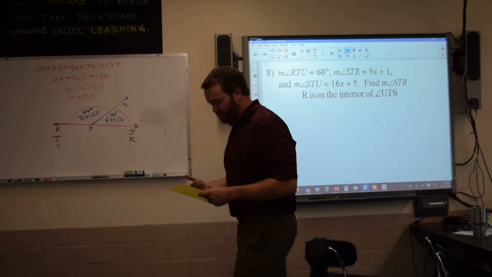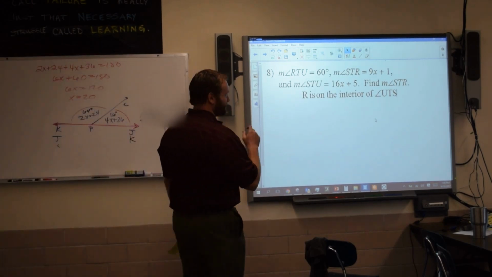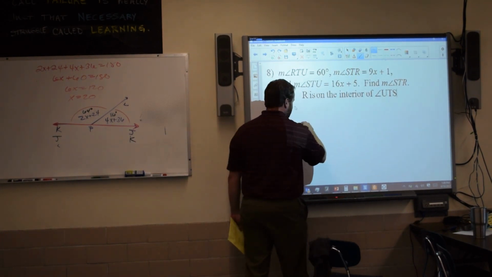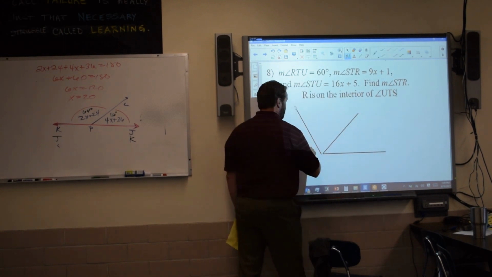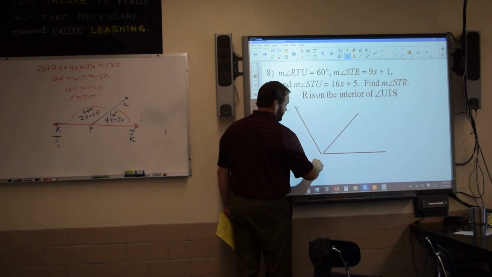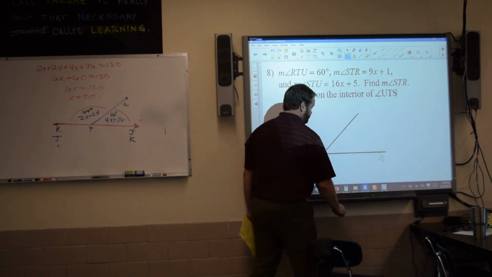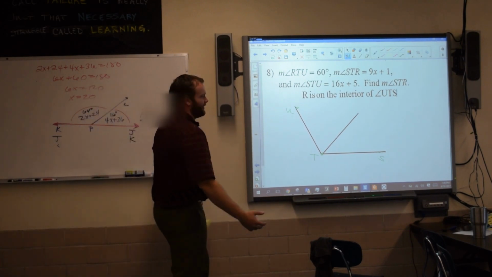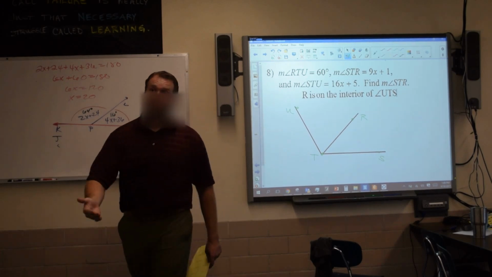Alright, so what's key about this one is the directions on where R has to be. R has to be on the interior of angle UTS. So I'm going to create angle UTS. So maybe U is there, T is that vertex, and that's S. And then R has to be on the interior, right? So R is the point there. That's going to allow me to create that ray TR.